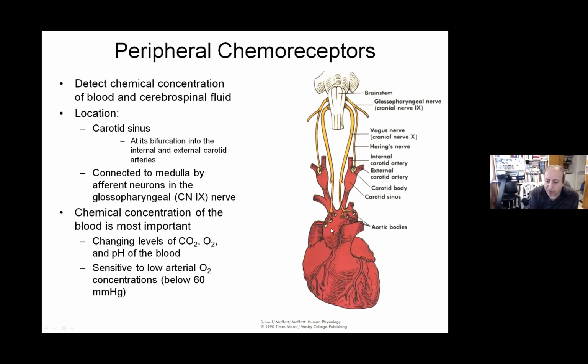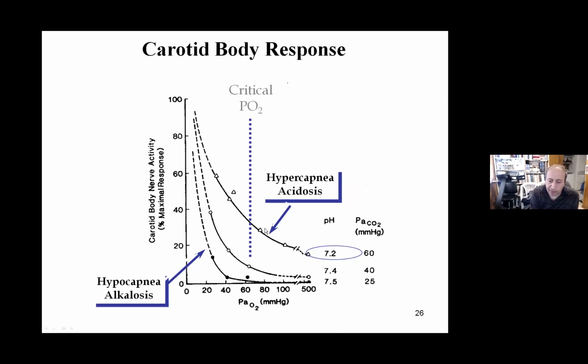So this is like the oxygenated blood coming from the lung. They are sensitive to low oxygen concentration, below 60 millimeter mercury. So they sense hypoxia, and so they try to generate activity to restore the level of oxygen to a normal level in the blood.